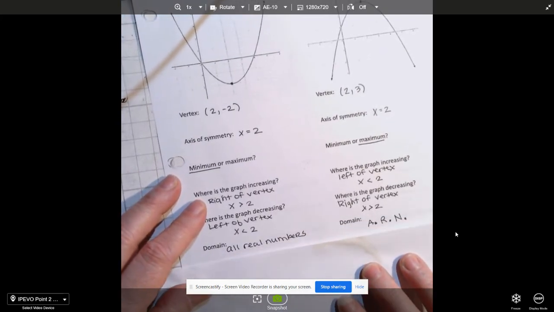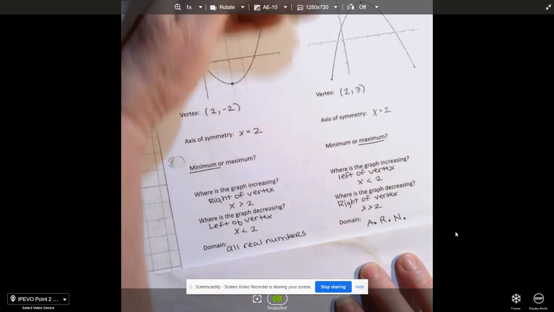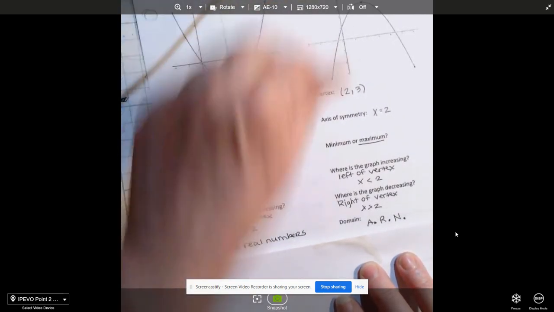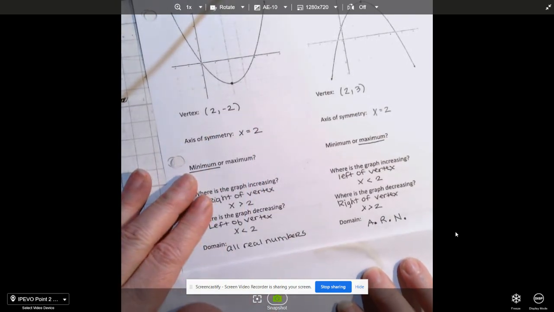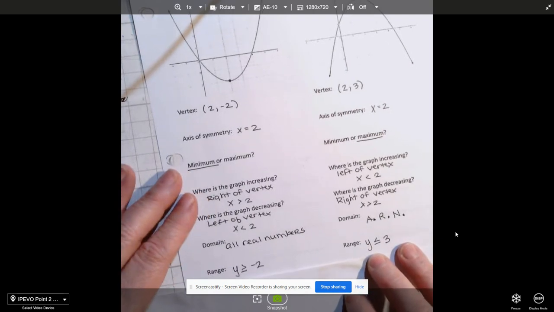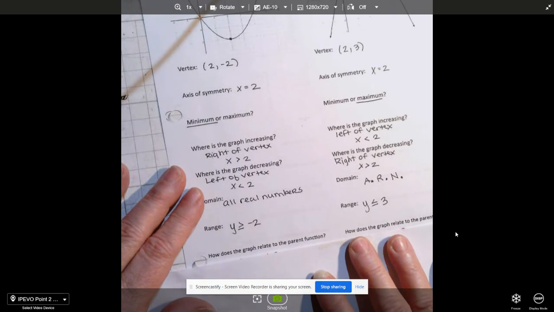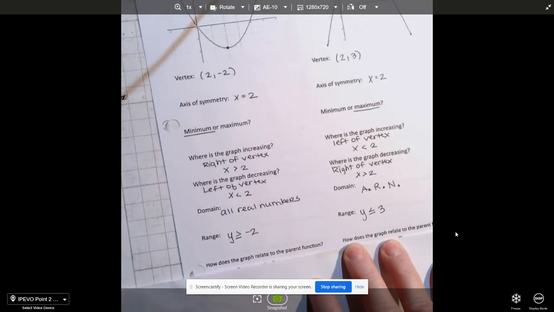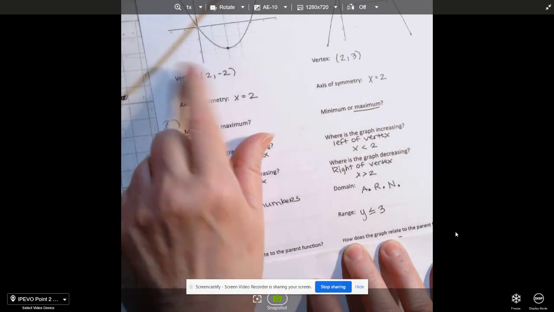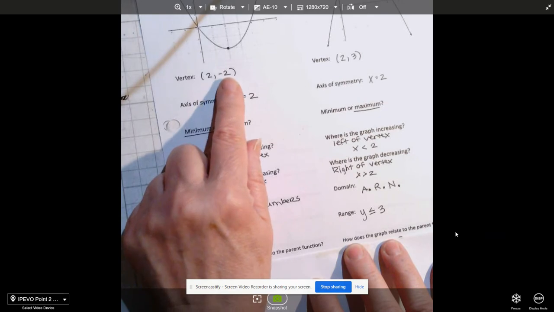The domain, we had said, is all real numbers. The range, well, again, everything is going to be above my -2 value. So my range is going to be y is greater than or equal to -2. Sorry, I should have said greater than or equal to -2. And how does the graph relate to the parent function? They're really just talking about the shift. So it has a horizontal shift to the right of 2, and it has a vertical shift down 2.